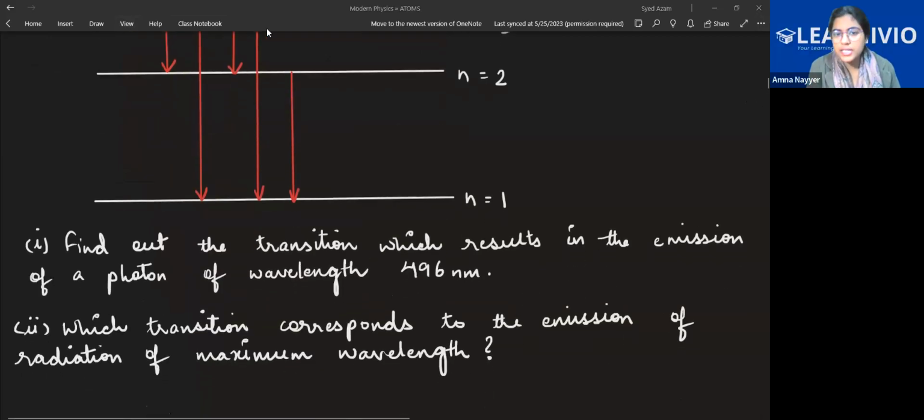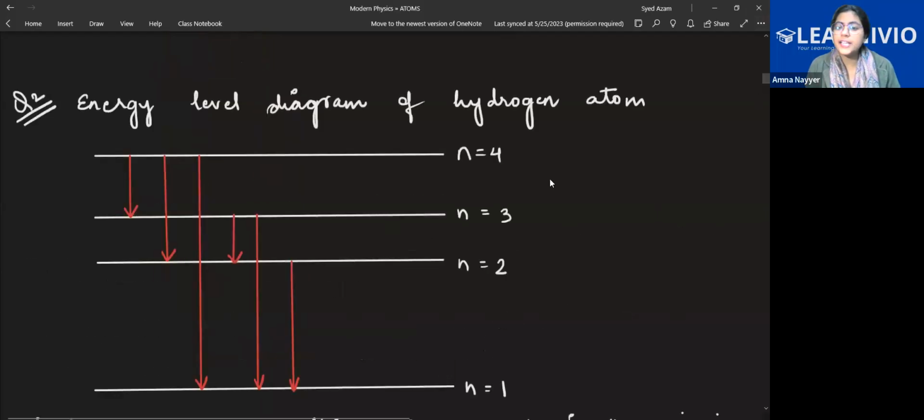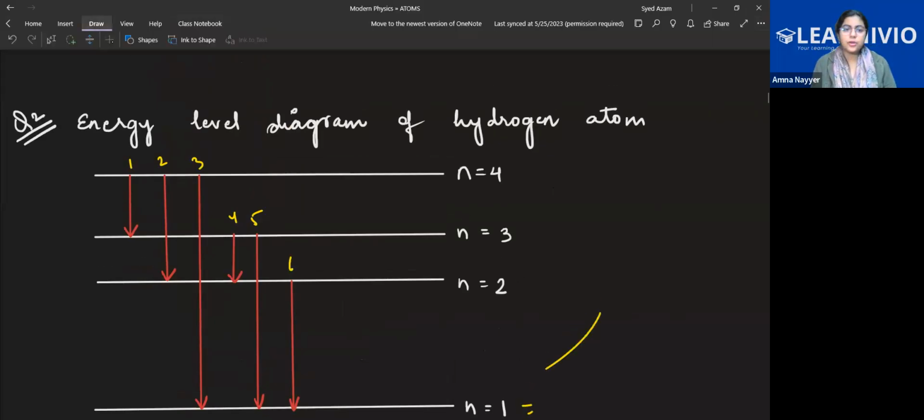Okay, see, in this question, the first part, this is the line diagram given to you. The question is saying you have to find out the transition that results in the wavelength of 496 nanometers. Firstly, class, you have the 4 shells present. N is equal to 1, 2, 3, and 4. And these are the various transitions: 1, 2, 3, 4th, 5th, and 6th.